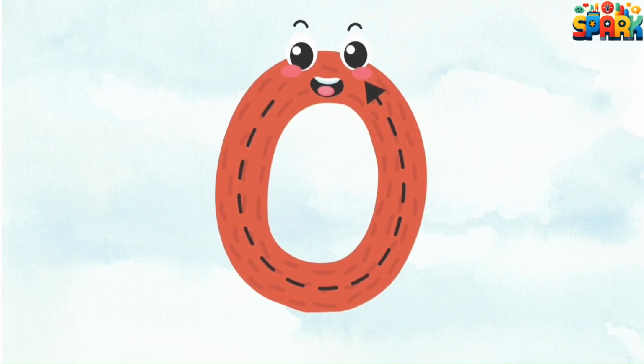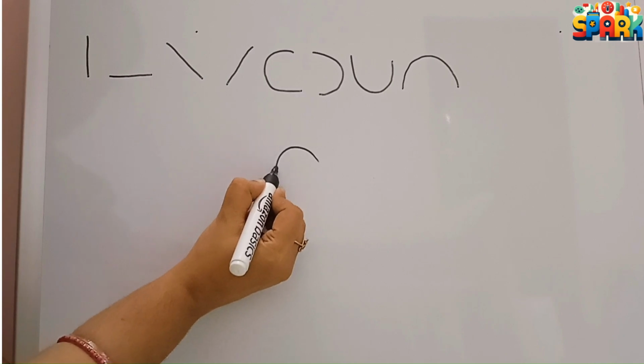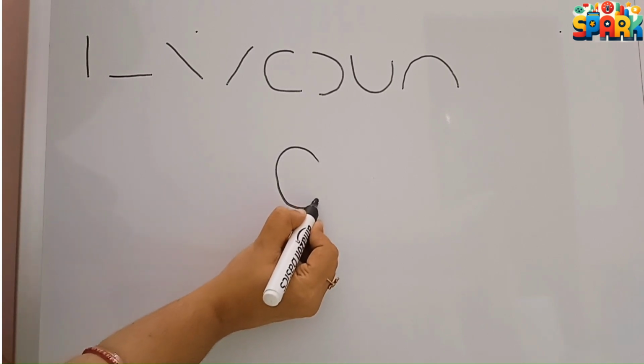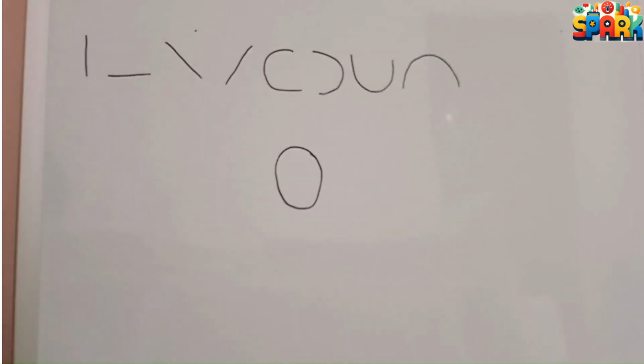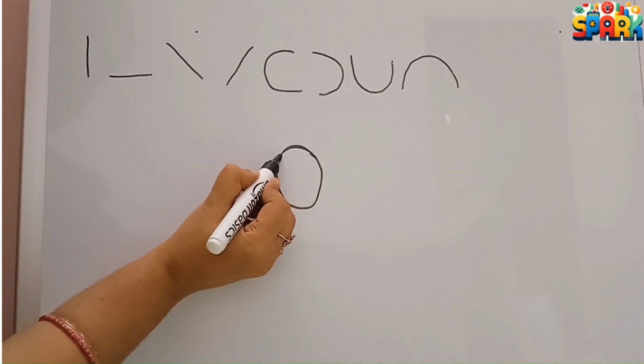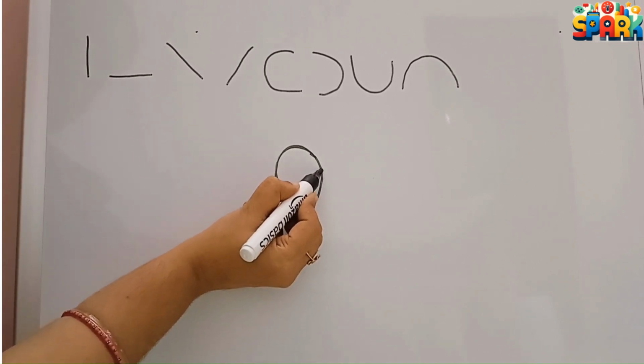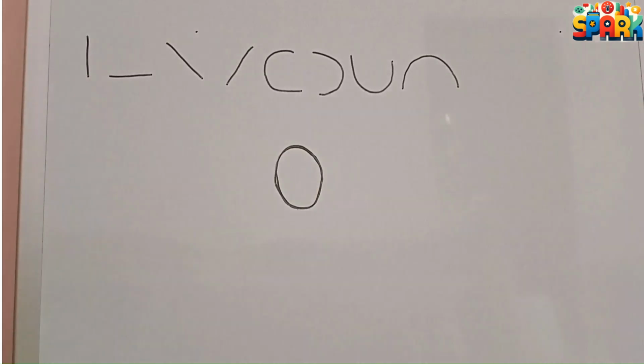This is letter O. Let's trace it now. It's very easy to trace. Just draw a small circle like this. Let's trace it one more time. Trace it slowly. Now take your pencil and paper and trace the letter O on it.